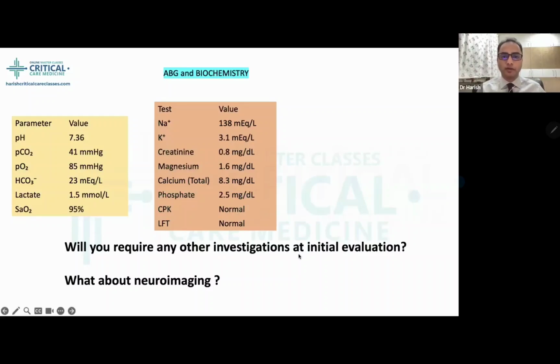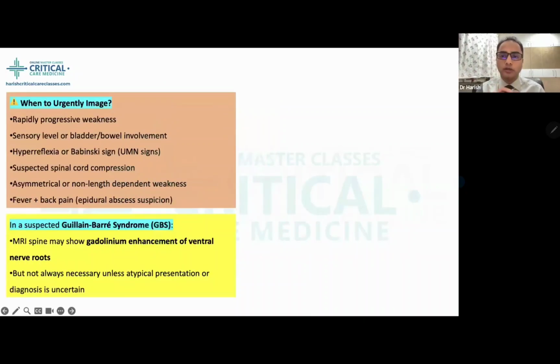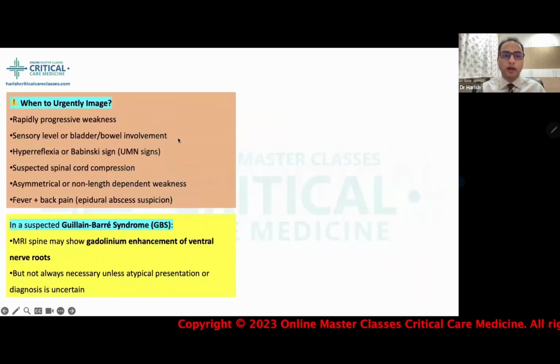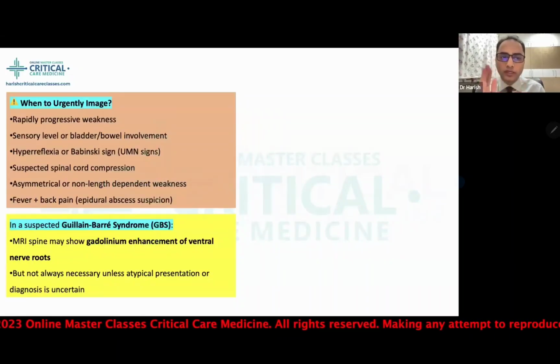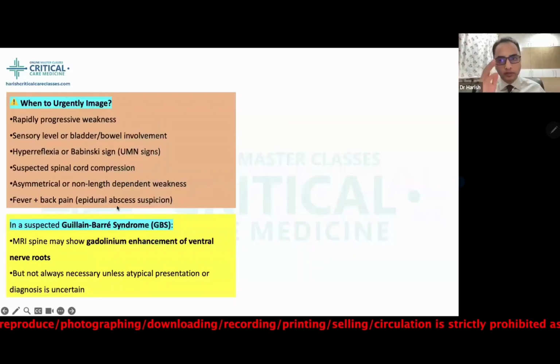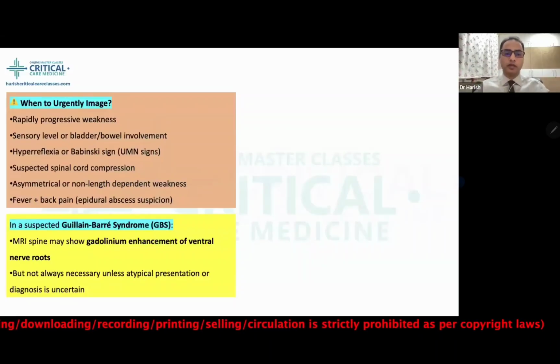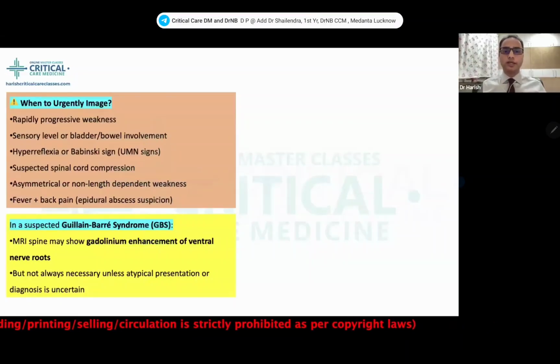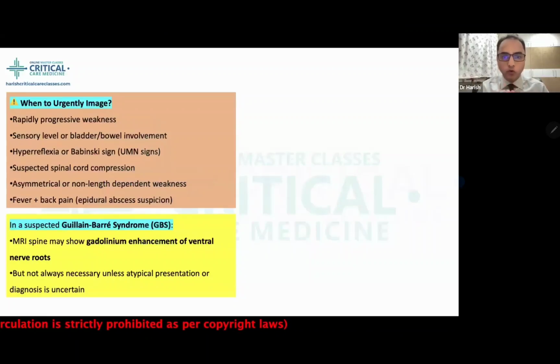Remember, when you have acute or subacute onset of weakness, urgent imaging is definitely needed if there is rapidly progressive weakness, sensory level involvement, bladder or bowel involvement, hyperreflexia or upper motor neuron signs like Babinski sign, suspected spinal cord compression, or asymmetrical or non-length-dependent weakness. Also fever plus back pain, if you are excluding an epidural abscess, then urgent imaging is needed. If it is clear-cut only lower limb involvement, there is no need to jump to imaging.